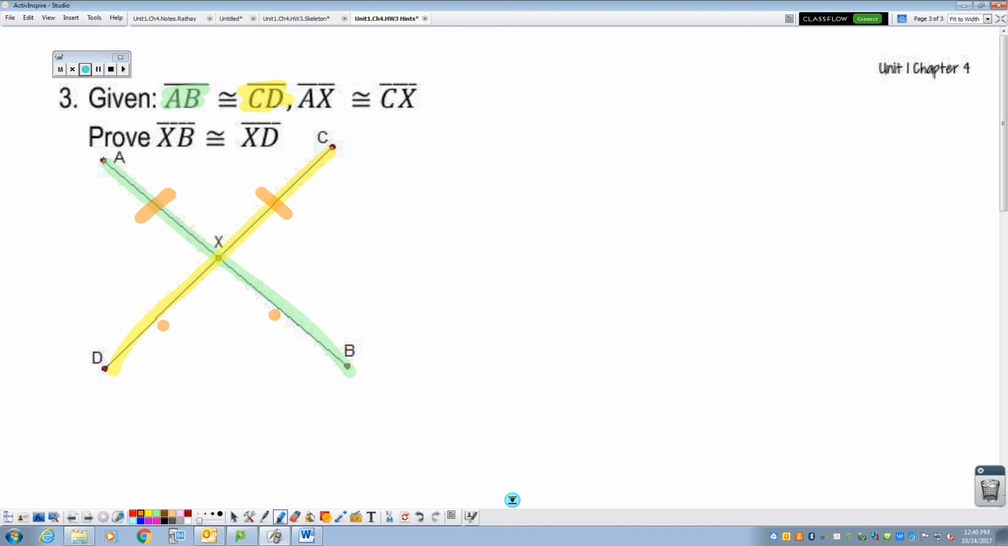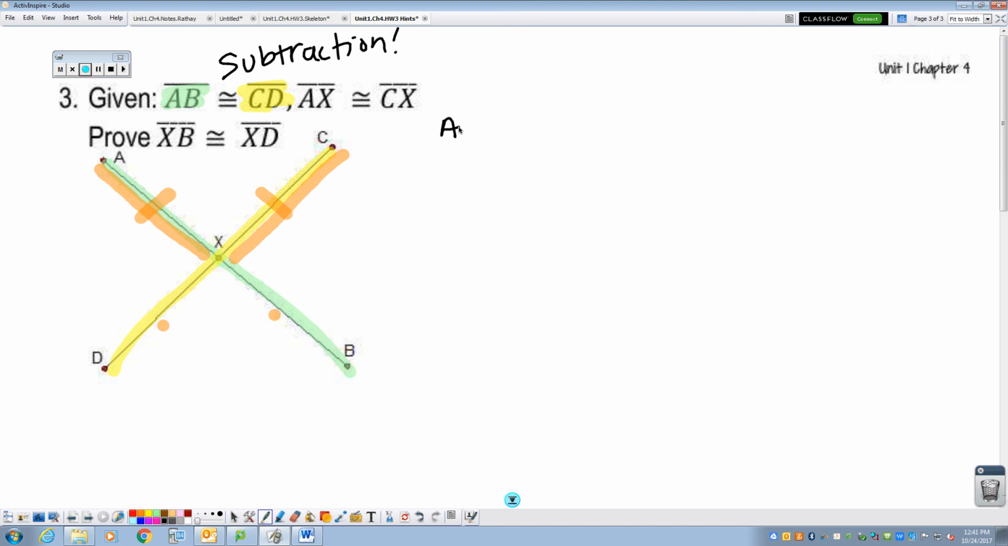Now we're given the full green segment, and we have to take away this orange piece to be left with that dot. And we're given the full yellow segment, and we have to take away this orange piece to be left with that dot. Anytime we're taking things away, that tells me that this is a subtraction proof. And if it's a subtraction proof, that means I have to deal with equations. Equations have equal signs. So one of the very first things I have to do is get some equal signs.